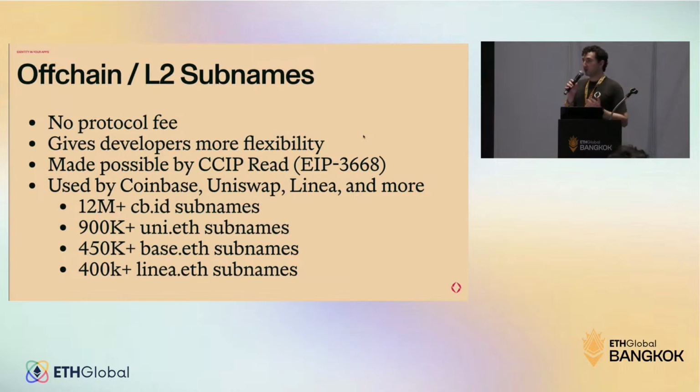And this is made possible by a spec called CCIP Read or ERC 3668, which I'll show you a fun diagram for in a second. But this is used by Coinbase, Uniswap, Linea, and more out in production. You can see here the biggest one is actually cb.id. That's not .eth. That is a DNS name that they imported into ENS for free and gave out 12 million subnames of, also for free. So Coinbase actually gave 12 million users a human-readable blockchain name without paying ENS a single dollar. And that's pretty impactful when you think about it. And the others are similar, but they use a .eth name.